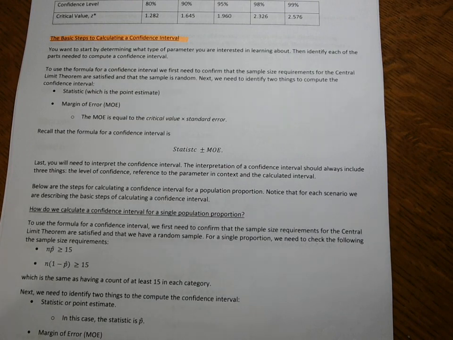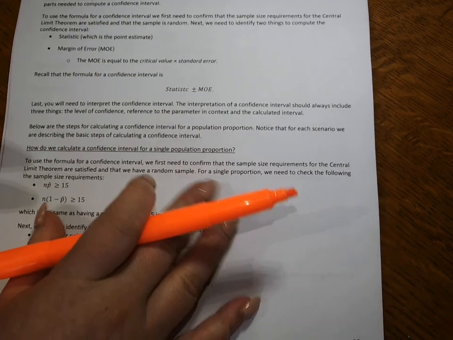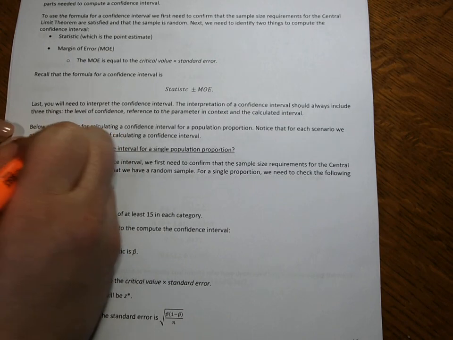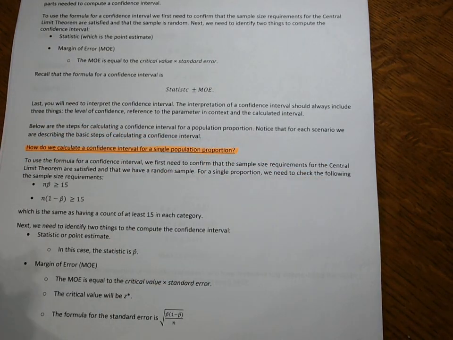So next, we're going to look at the steps for calculating a confidence interval for the population proportion. You'll notice that for each scenario we are describing the basic steps of calculating the confidence interval, and this is referencing when we move on to means as well. But for right now, we're going to look at each of the steps above, but now we're going to write it in terms of calculating that confidence interval for a single proportion.